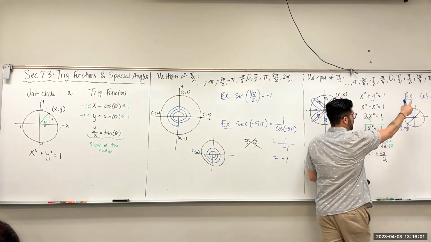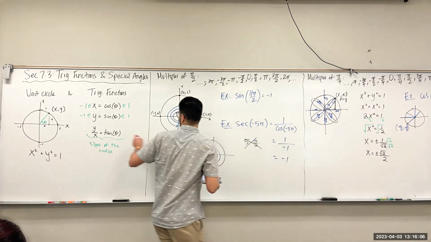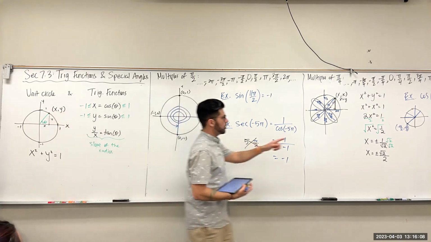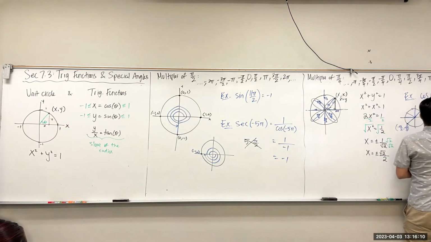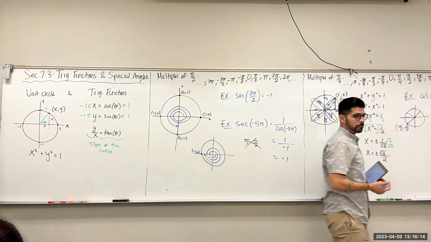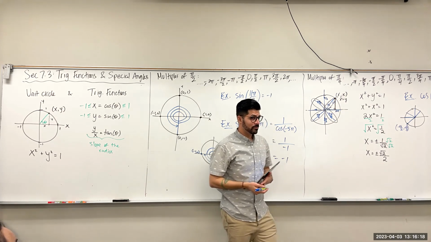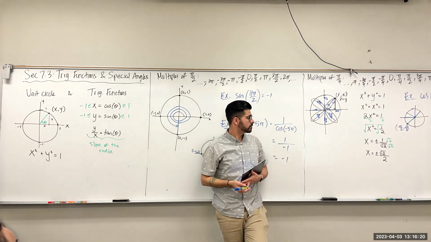So what's cosine of that angle? That's right. Cosine is the x coordinate. The x coordinate is negative root 2 over 2. So negative root 2 over 2. Okay? Question? Sure.